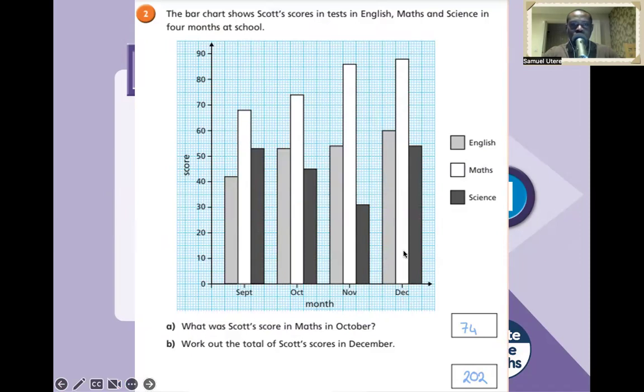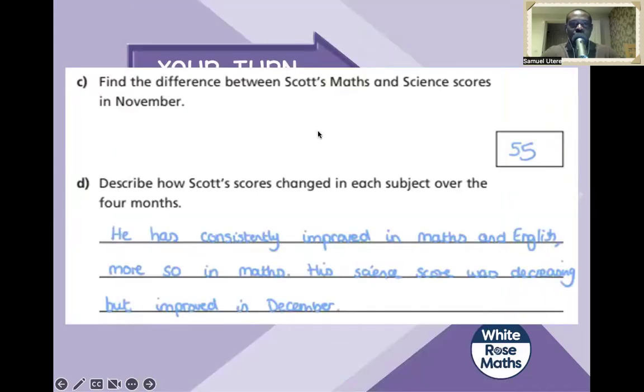Yeah, the total of his scores, and that will give you that one. Then next, you ask, find the difference between Scott's maths and science scores in November. And then that's the answer. All right. And then next, you describe how Scott's scores change in each subject over the 4 months. So you read the table.